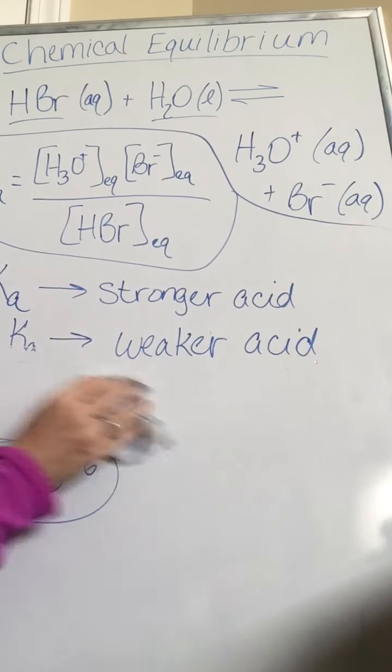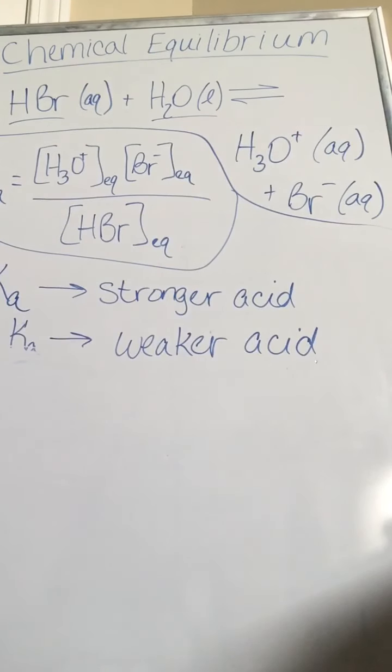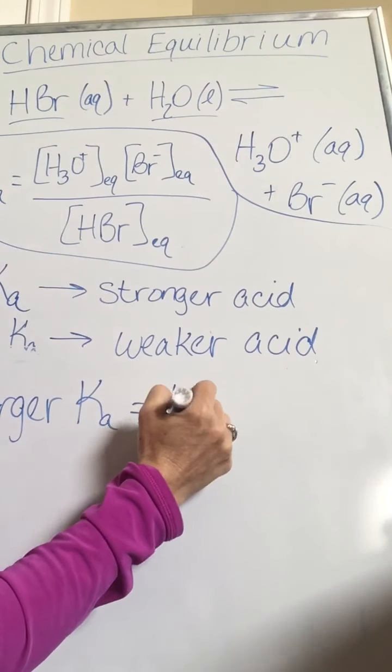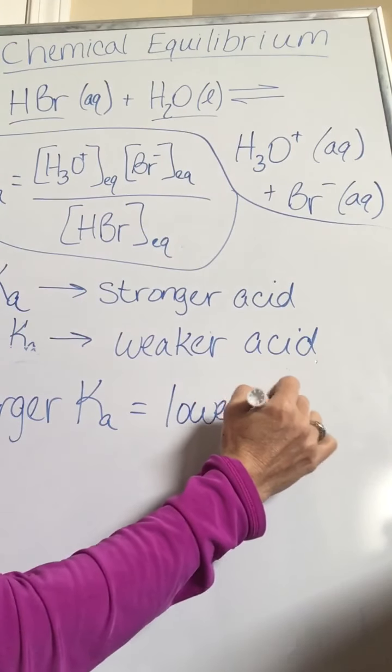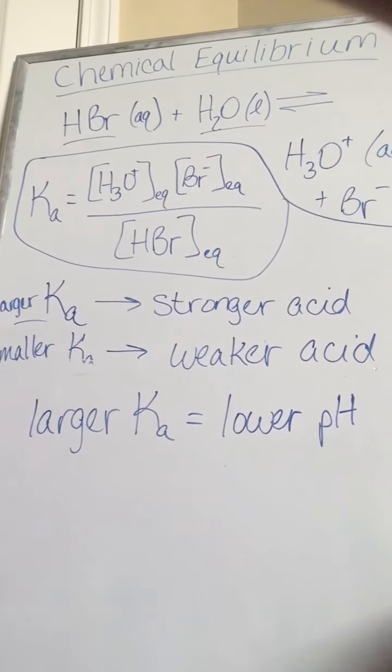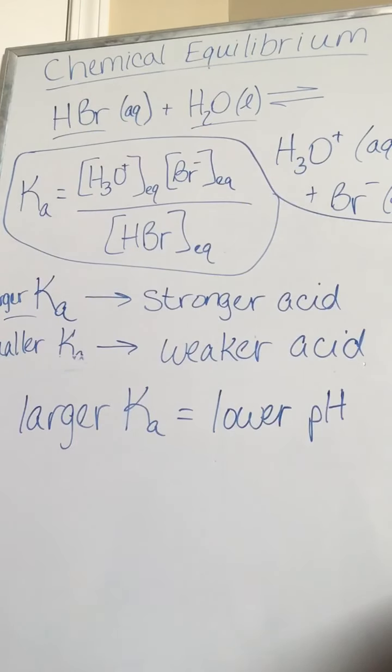And also what it means is larger Ka equals lower pH. Okay, that can be illustrated to you mathematically, but I'm not going to get into that because that's logs and that's stuff that you'll do in math. Some of you may be doing that in math. Some of you may not have even done that in math yet. We don't need to calculate this. We need to know the general relationship.